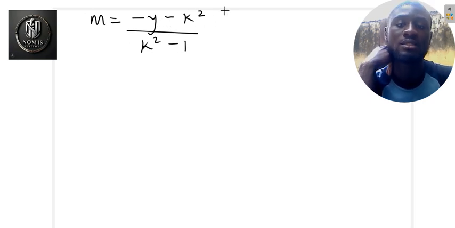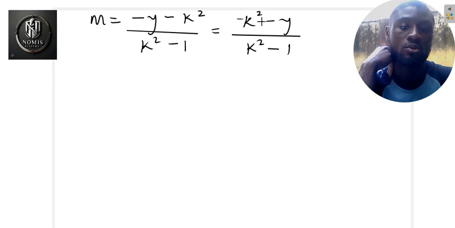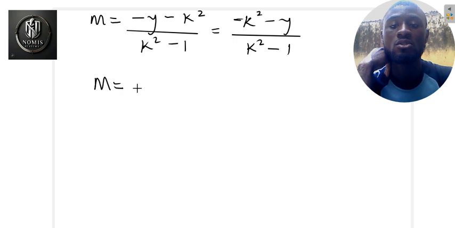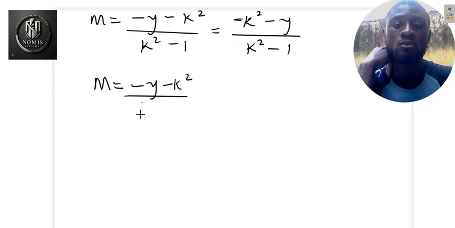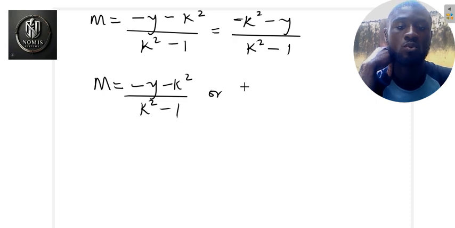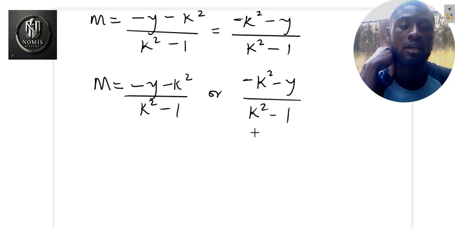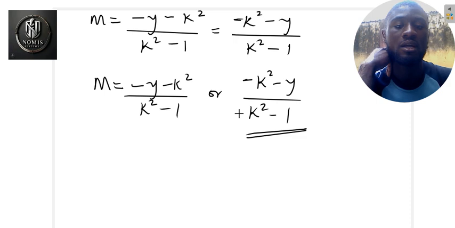In whichever way it could be written in your options, you should be able to interpret M equals minus Y minus K squared all over K squared minus 1. It can as well be written as minus K squared minus Y all over K squared minus 1. So we still mean the same thing. So this is the value of M, minus Y minus K squared all over K squared minus 1, or we say minus K squared minus Y all over K squared minus 1. This is our final answer for M.